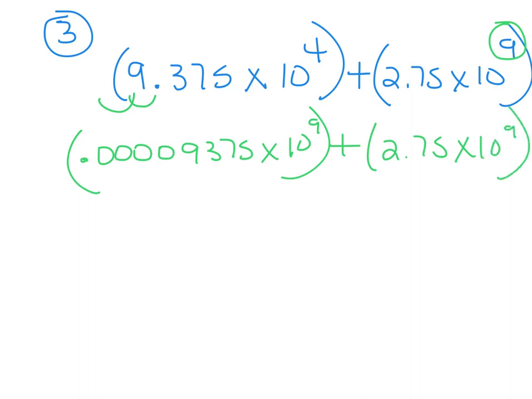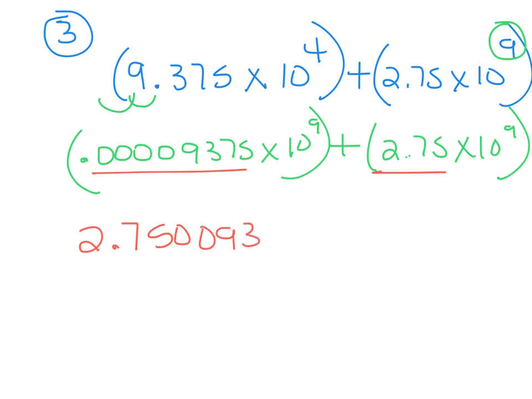Okay, once I have the same power, I take the numbers in front and I add them. So my answer is going to be 2.75009375 times 10 to the ninth. So there is my scientific notation answer.